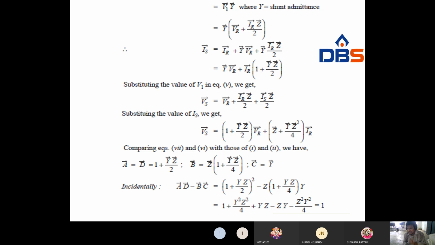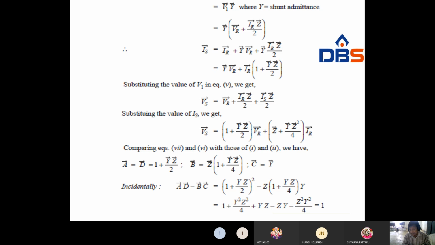Now, in Nominal-T, for the B value there is an extra term, and the C value is just Y, right? B is equal to Z into 1 plus YZ by 4, but C is equal to Y only, right? So apply the properties, right? A is equal to D, already proved. This is a symmetric network.